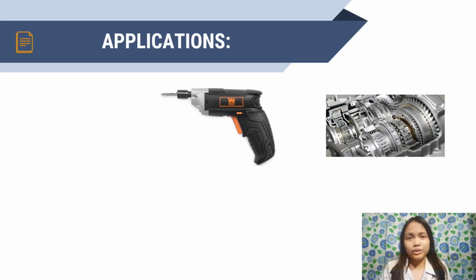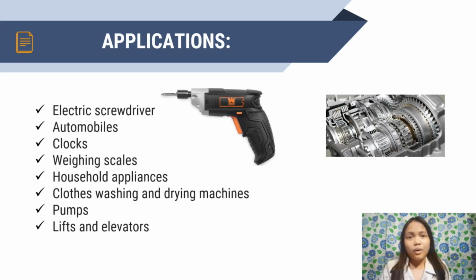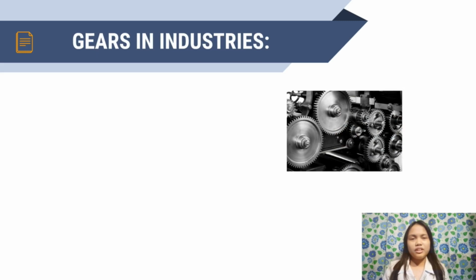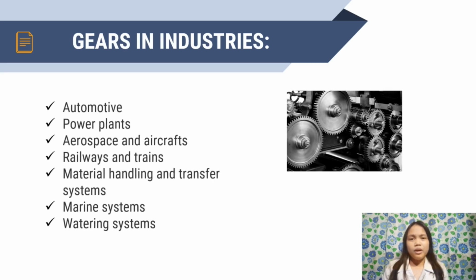Gears can also be used in automobiles, clocks, weighing scales, household appliances, washing and drying machines, pumps, elevators, and more. Gears in different industries: gears act as one of the pillars in many industries including automotive, power plants, aerospace and aircraft, railways and trains, material handling and transfer systems, marine systems, watering systems, and many more.